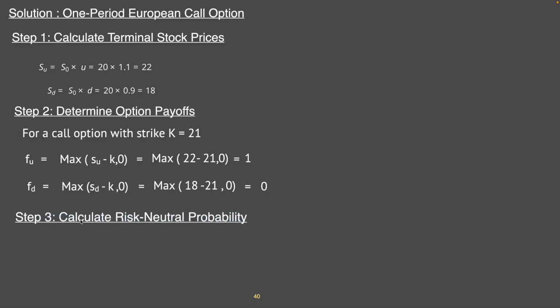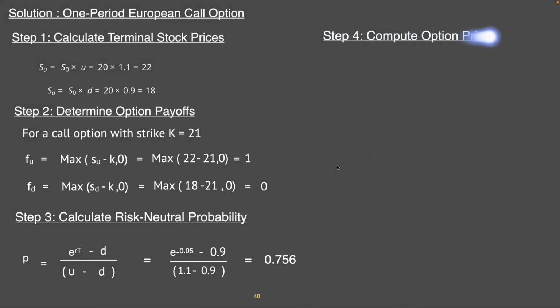So then the third step is we calculate the risk neutral probability. What is the risk neutral probability formula? We should already know that P is given by e to the power of RT minus D divided by U minus D. So when we substitute the value of the risk-free rate, time period and up move and down move, then you get P as 0.756.